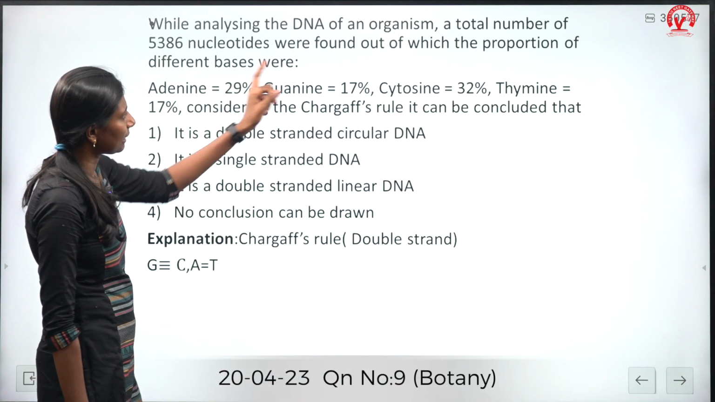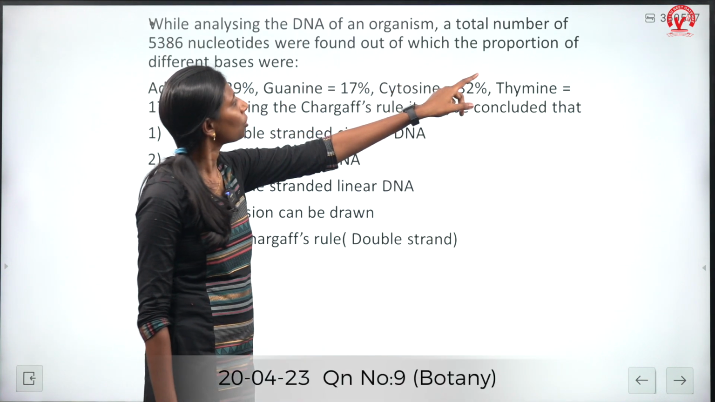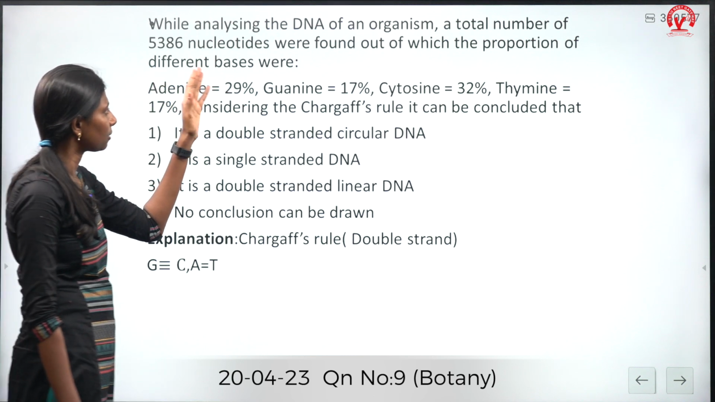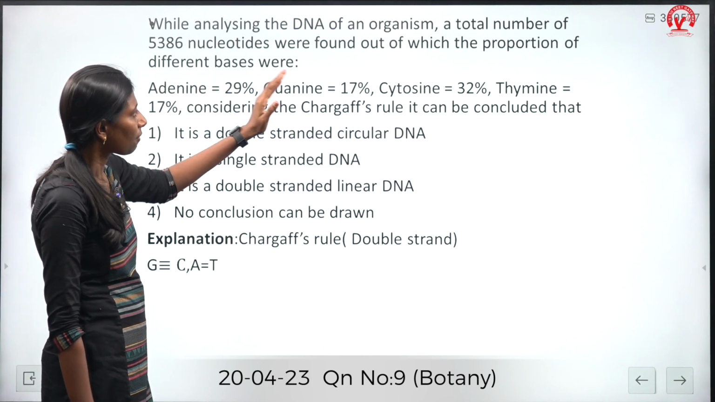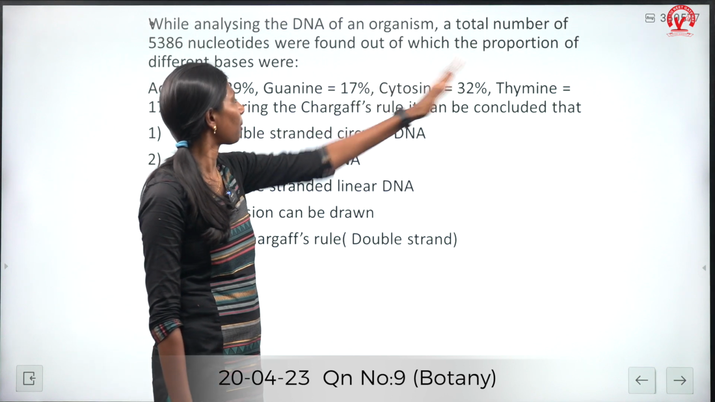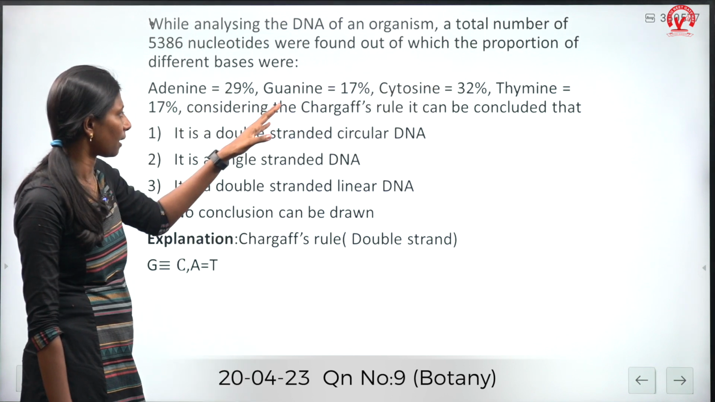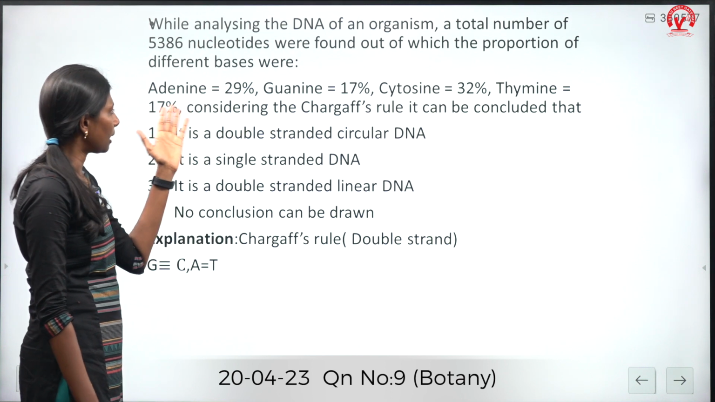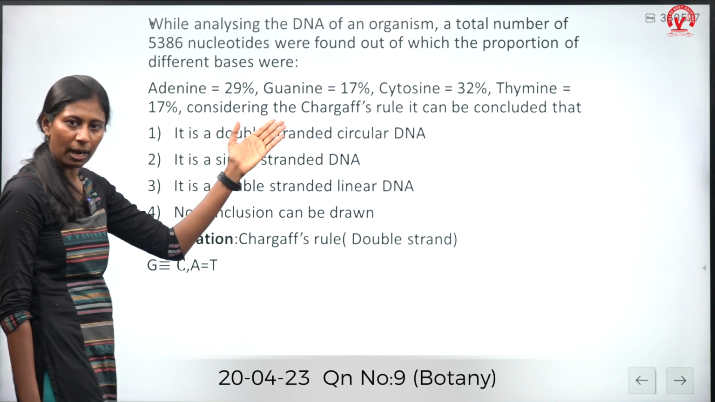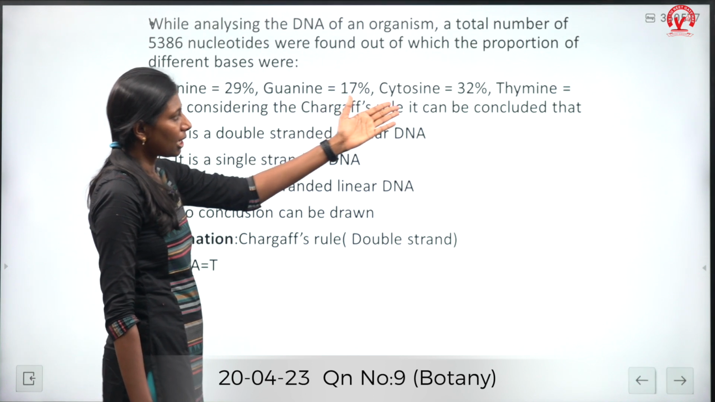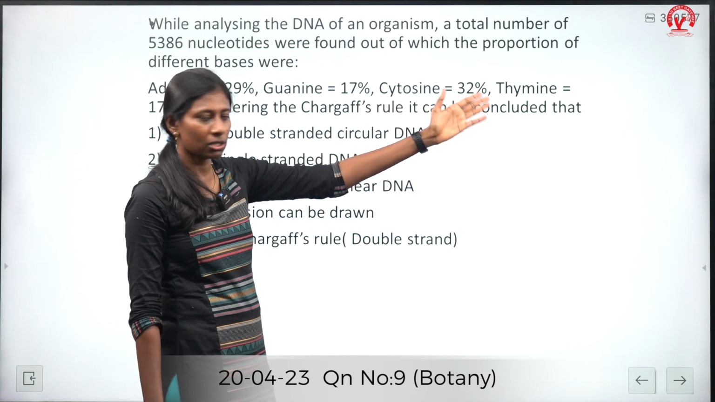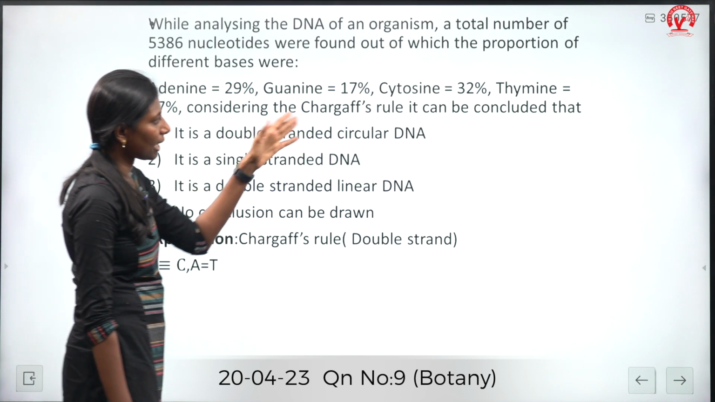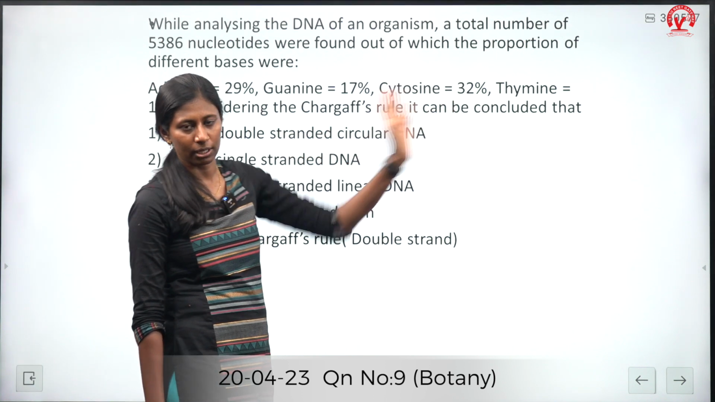While analyzing the DNA of an organism, a total of 5,386 nucleotides were found, out of which the proportions of different bases were given as percentages: adenine 29%, guanine 17%, cytosine 32%, thymine 17%. Considering Chargaff's rule, it can be concluded that.